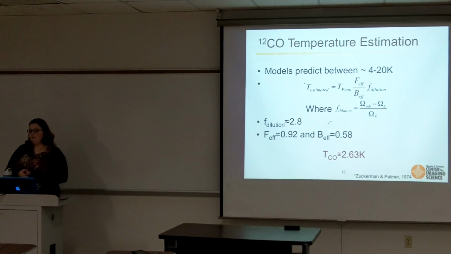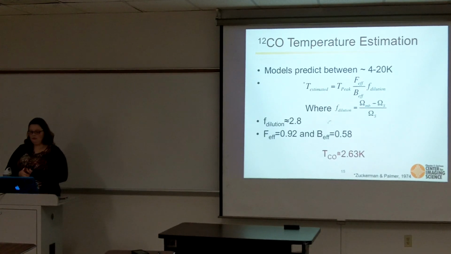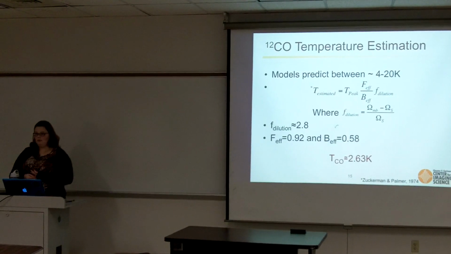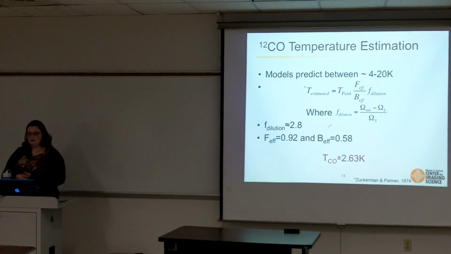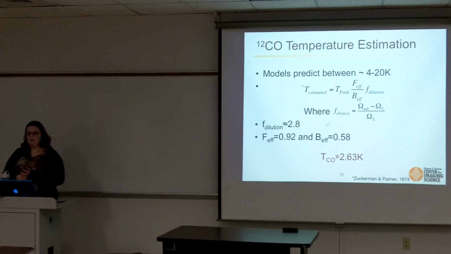Yep. So when you say the models predict 4 to 20K, do they include all of what you said? Because that's obviously higher than the temperature that you have. Keplerian rotation, I believe, is in there, but I'm not sure if it takes the companions into account.